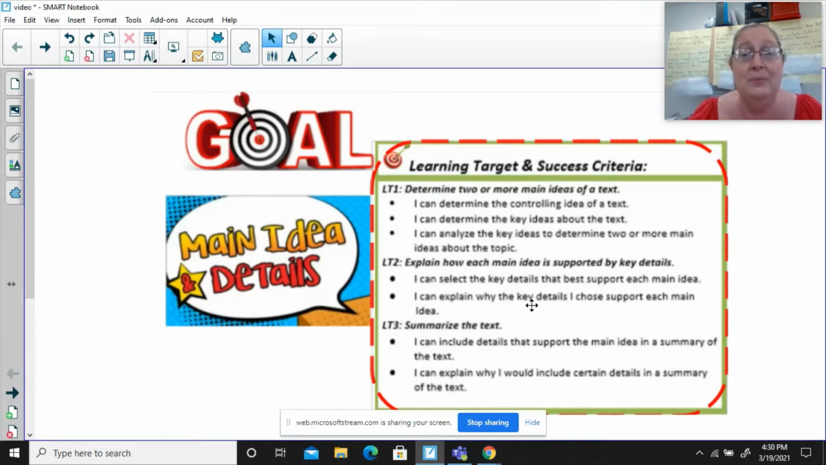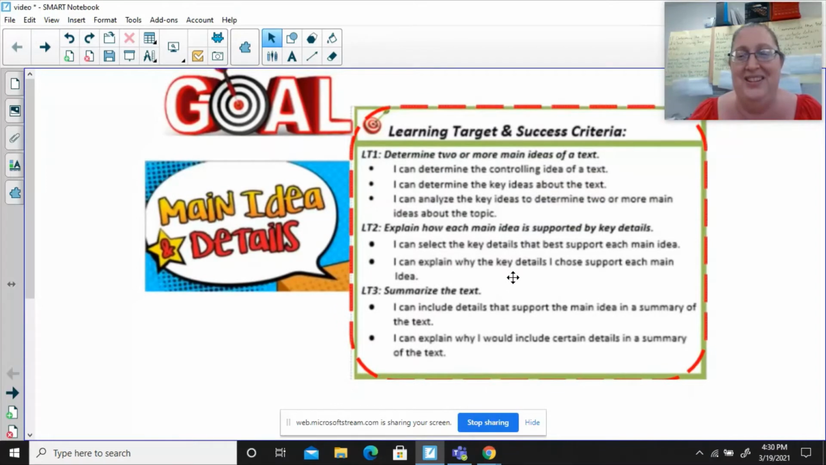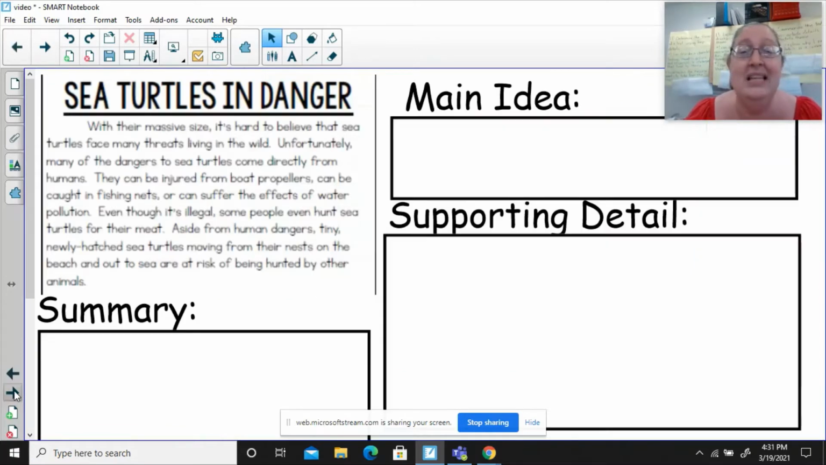The last part of our success criteria and learning target is to summarize the text. A lot of people think they know what they're doing when they're summarizing the text, but what they're really doing is retelling. There is a difference between retelling and summarizing, and I'll also get to that in just a moment. I chose a passage for 5th grade that is not real long. In fact, it's quite short. This one only has one main idea, but it'll help us get the point across.